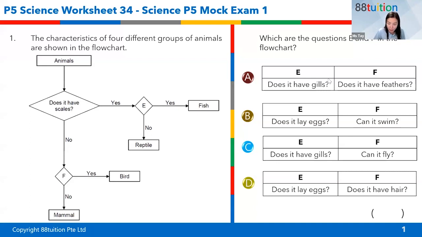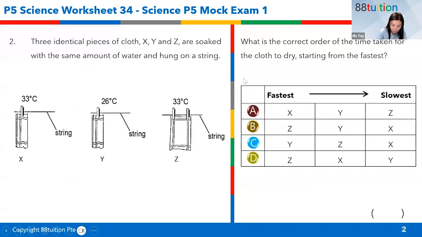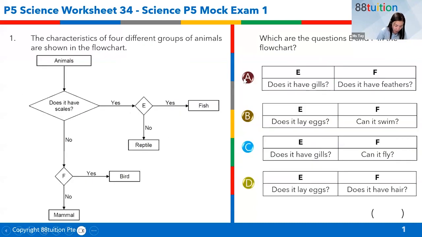Okay, now, so we have this particular flow chart. Characteristics of 4 different groups of animals are shown here. So do you think you can answer this? This one, no problem. Answer is A, yes. Okay, so first question, answer is A, very straightforward.